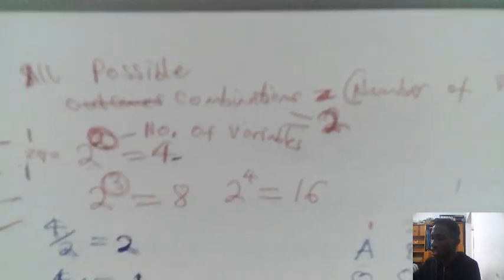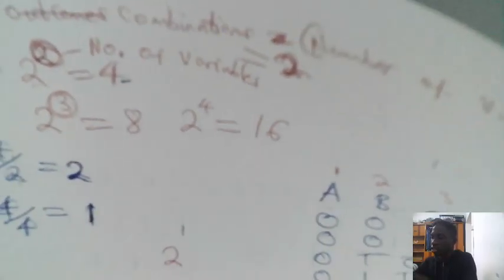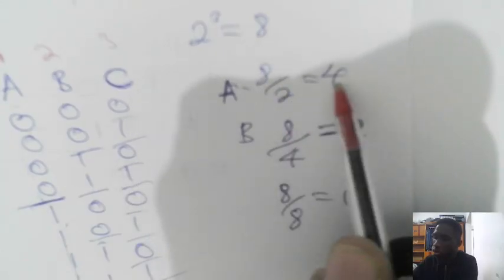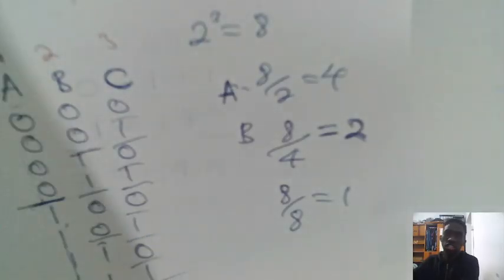You start first with 8. For the A column, it's going to be 8 divided by 2, which is 4, as in go halfway. That 4 tells you that you're going to write 4 zeros and 4 ones. So 4 zeros first, 1, 2, 3, 4. At the halfway point, you then switch to 1, and write 4 ones, 1, 2, 3, 4.